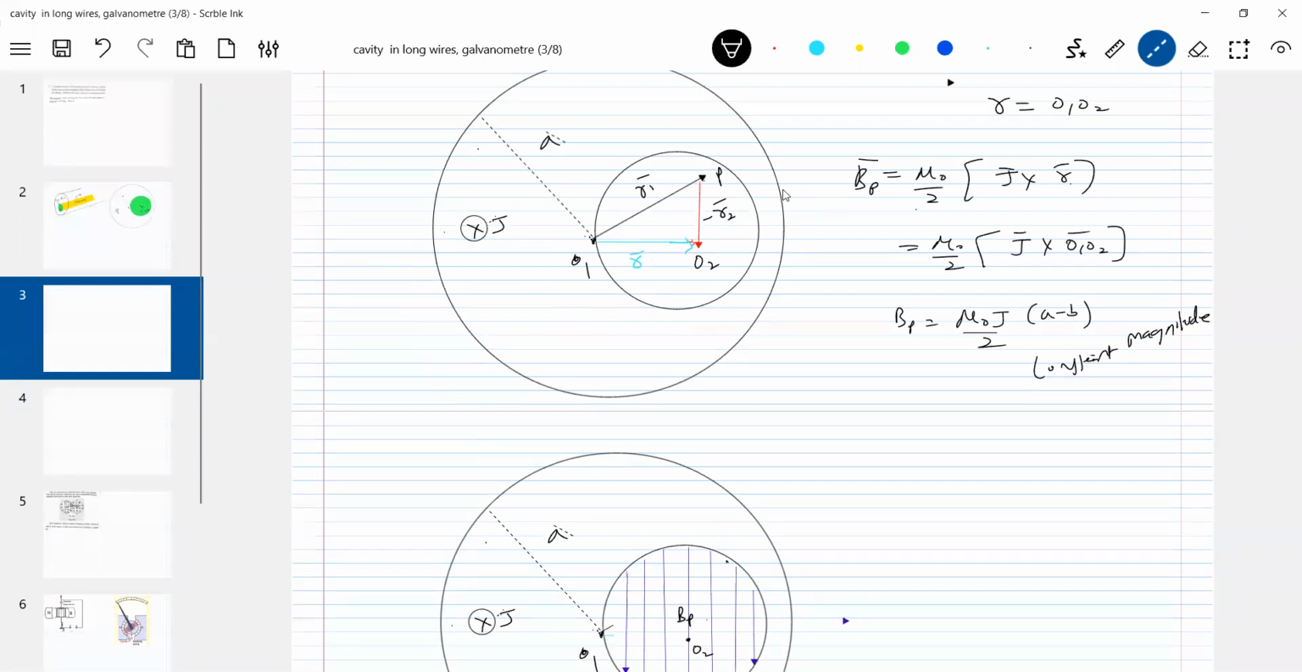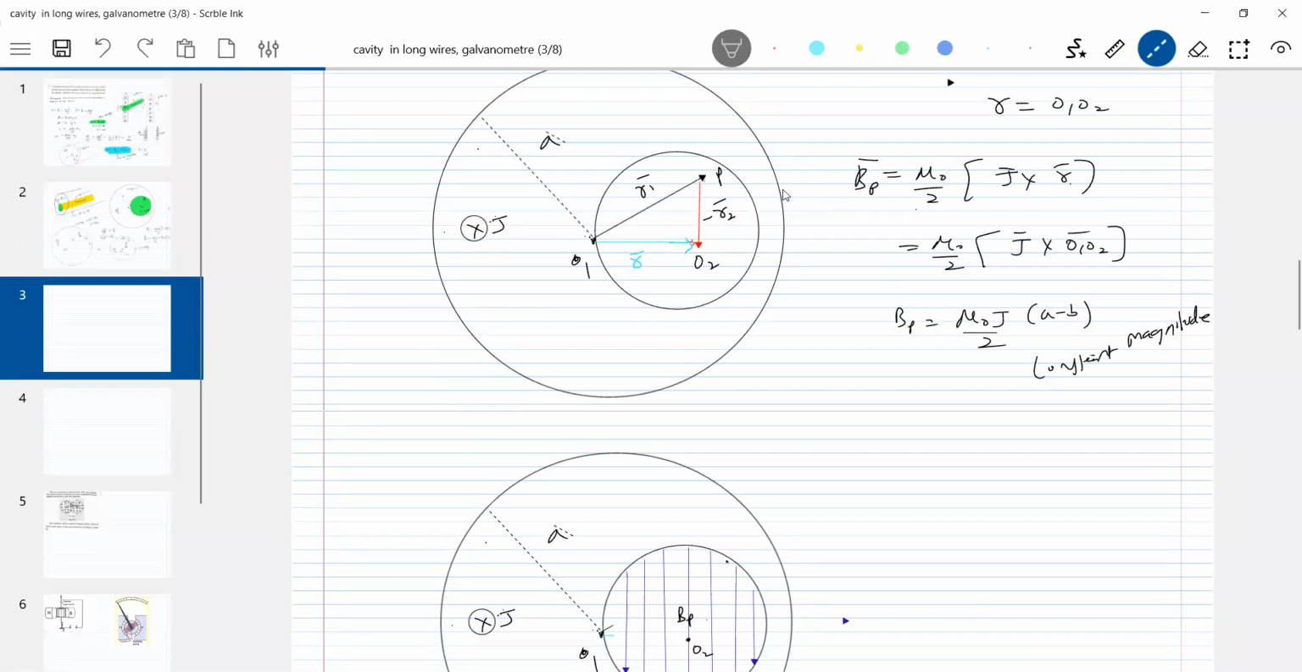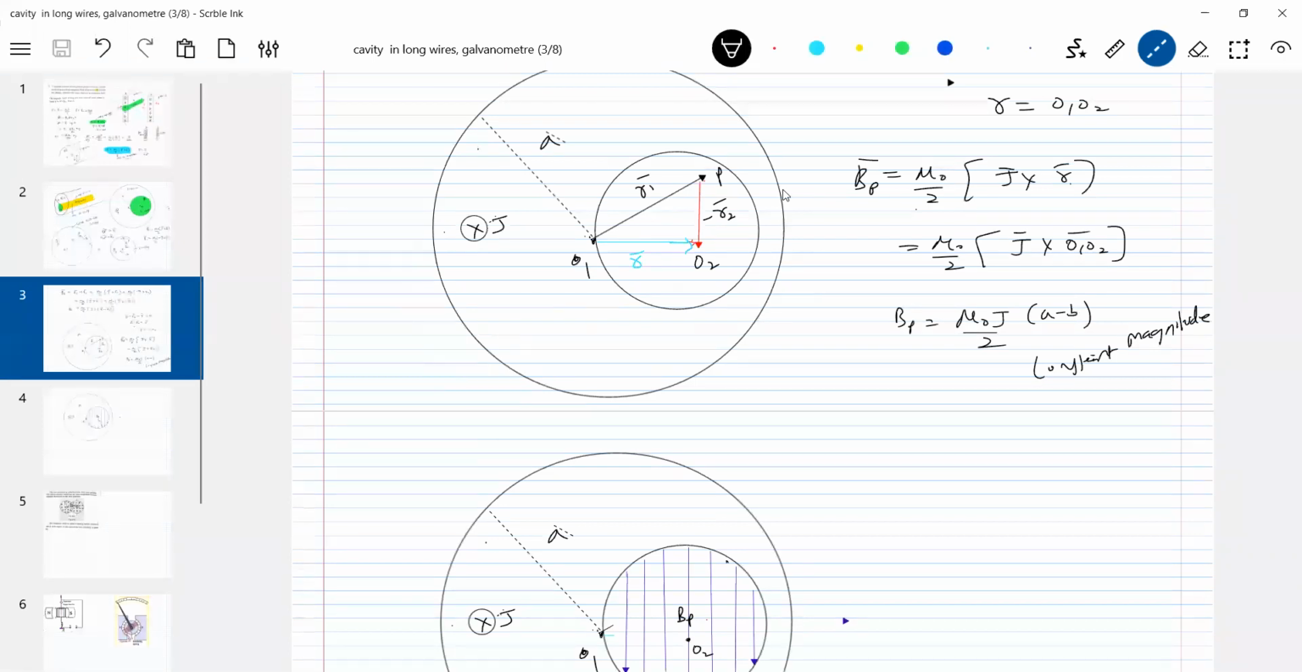Sir, O1 O2 should be B, not A minus B. O1 O2 is along X axis. J bar is along negative Z axis. Okay, fine. So K cross I minus K cross I, you curl it. So it should be along negative Y axis, no? Sir, the magnitude of O1 O2 is B, not A minus B. B minus A, huh? Only B, sir.